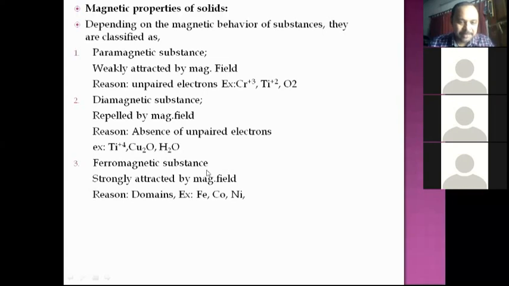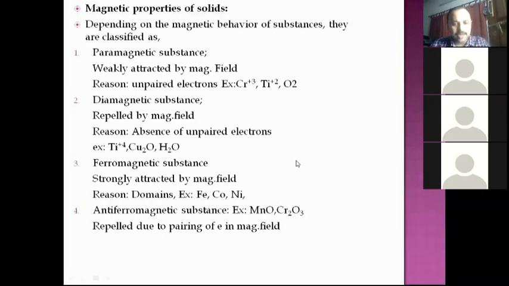Ferromagnetic substances are strongly attracted because of this domain structure. Domain structure is the structural feature observed in some of the metals, not in all. Iron, cobalt, and nickel are the best examples. Now, antiferromagnetic materials and ferrimagnetic materials. These are the two substances which we need to study as an extra magnetic property.